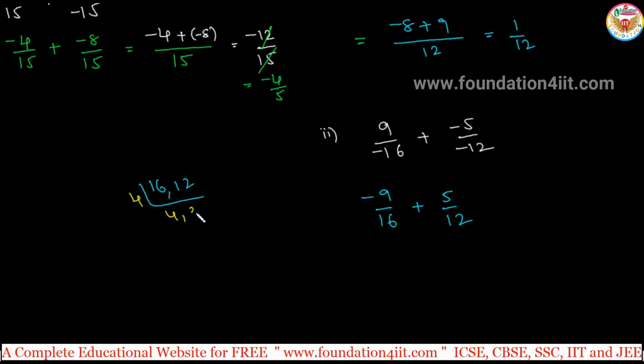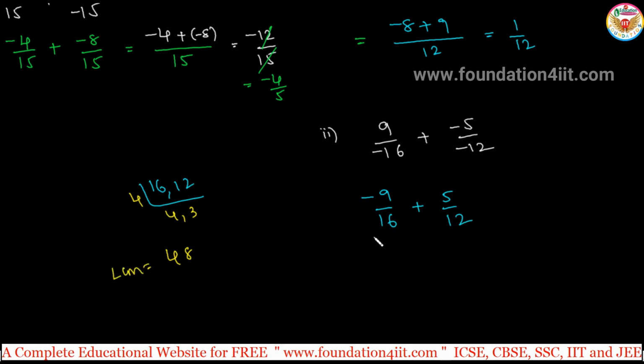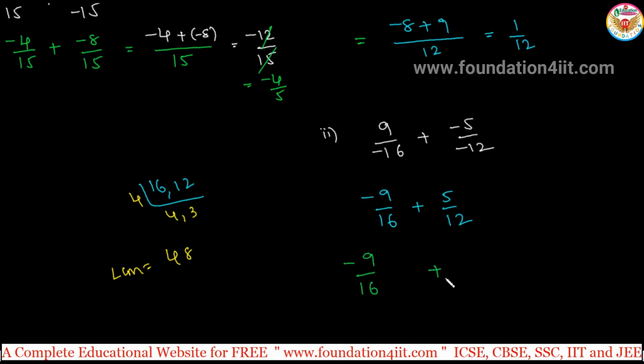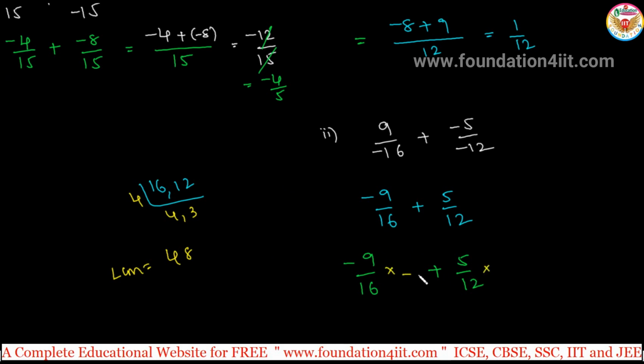4 4s are, 4 3s are... just 4 into 3, 12. 12 4s are 48. So 48 is the LCM for this. Now we need to make it as 48. So minus 9 by 16 plus 5 by 12, as it is. Now to make the denominator 48, you check.